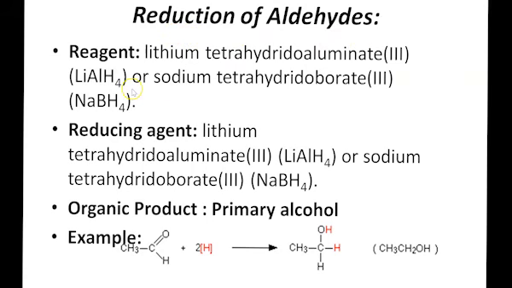Reduction of aldehydes. Reagent: lithium tetrahydroaluminate or sodium tetrahydroborate. Reducing agent: LiAlH4 or NaBH4. Organic product from an aldehyde is a primary alcohol. So when any aldehyde reacts with the reducing agent, it gains hydrogen from the reducing agent and changes into a primary alcohol.